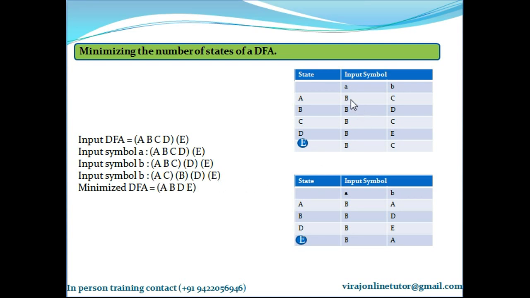A on small a goes to B, this group. C on a goes to B, this group. That means A and C on input symbol a both go to the same subgroup. That's why it cannot be split up. Now check a on b. A on b goes to C, this group, and C on b goes to C, the same group. So A and C on input symbol a go to the same subgroup, and on input symbol b also go to the same subgroup. So on both input symbols, they go to the same subgroup. That's why they cannot be split up.